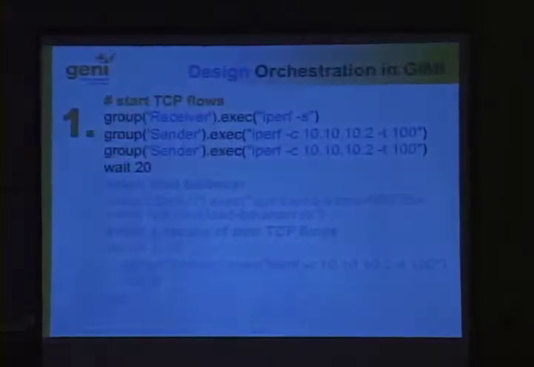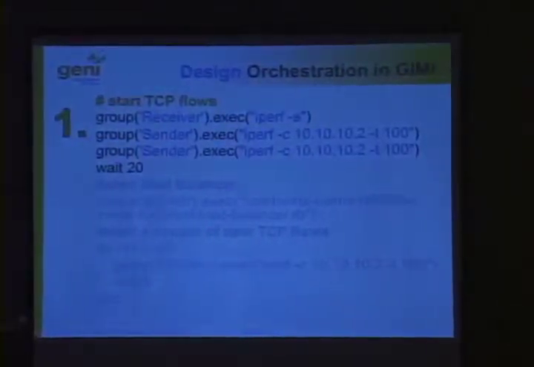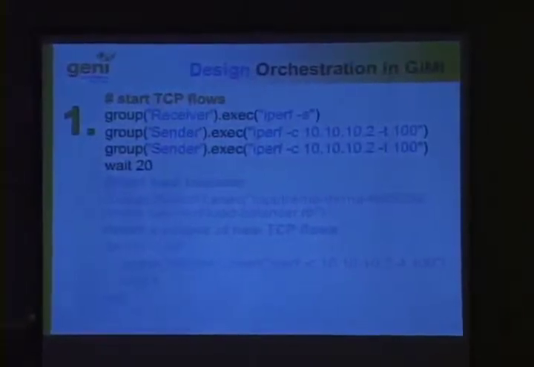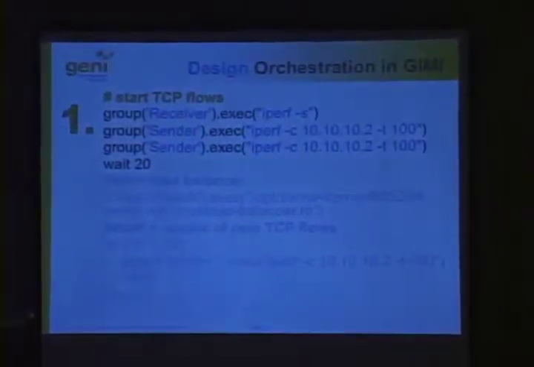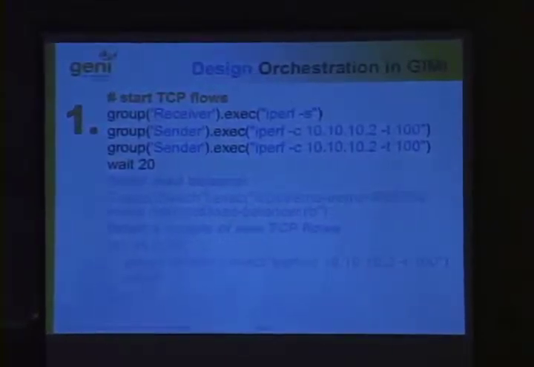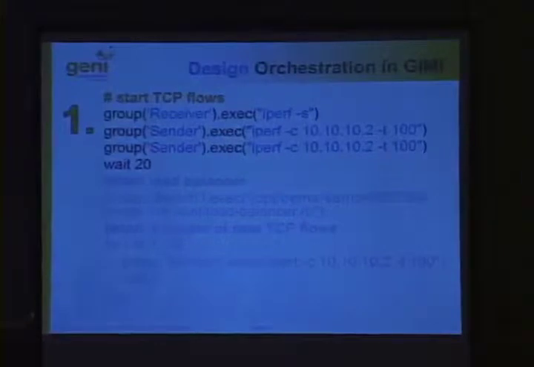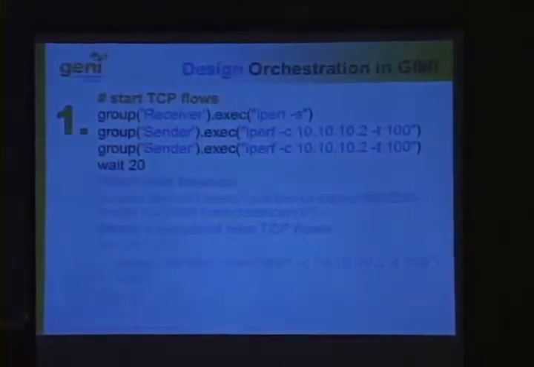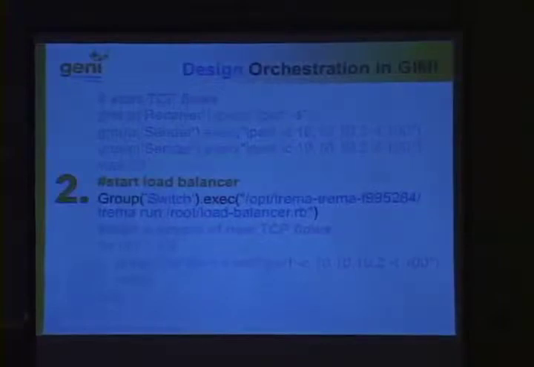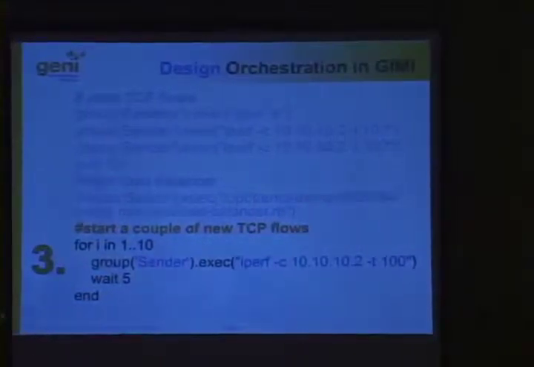So how do we map our design onto GIMI? It's actually very simple, about 10 lines of Ruby code. In step 1, as you can see here, we start 2 TCP flows from the sender to the receiver using iPerf. Then we wait for about 20 seconds to make sure that we see in the graph that traffic only comes out from one path. In step 2, we use Trema to run our load balancer controller, just one line of code. In step 3, we create 10 more TCP flows from the sender to the receiver with the load balancer enabled.